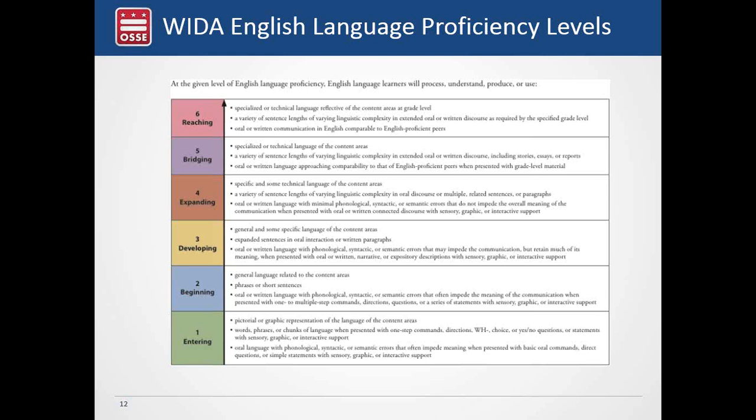In the state of DC, a level 5 or bridging is considered proficient, and when students receive a score of 5 or higher on WIDA's annual English language proficiency assessment, known as Access for ELLs, they are then qualified to exit from the English Learner Program. At a level 5 and definitely at a level 6, we're expecting that students are able to communicate on par with their native English-speaking peers.